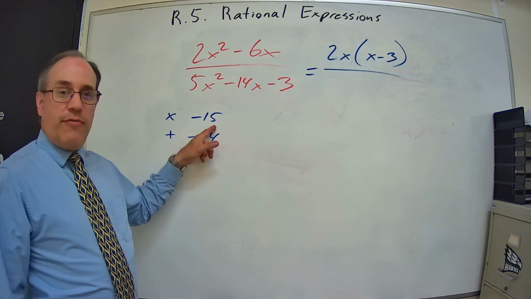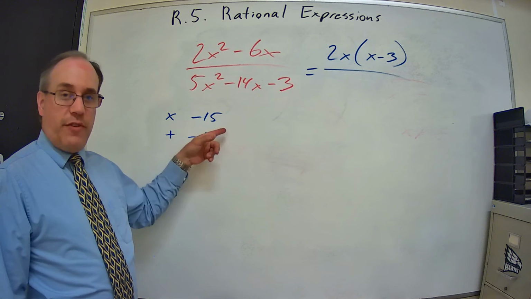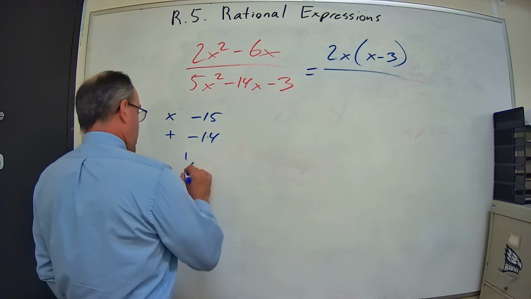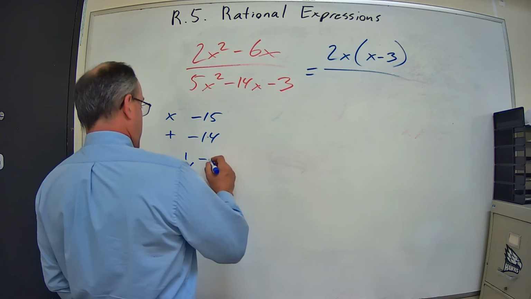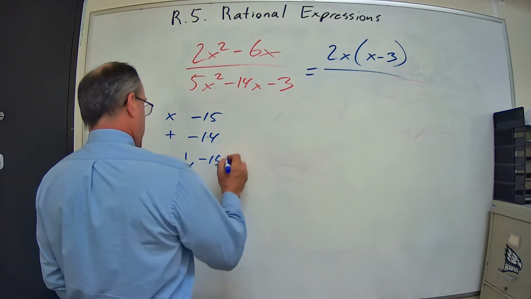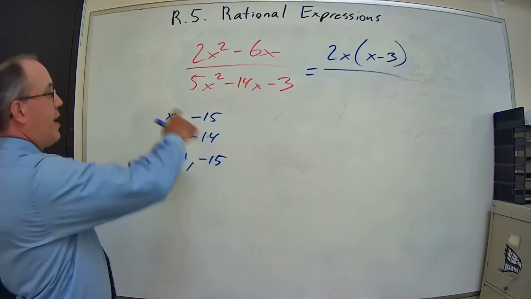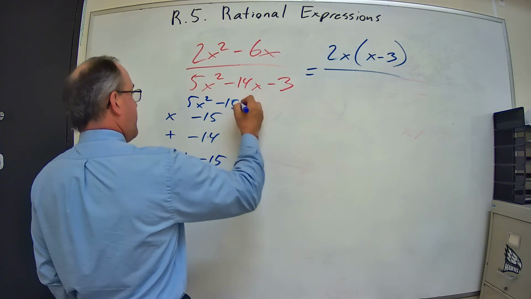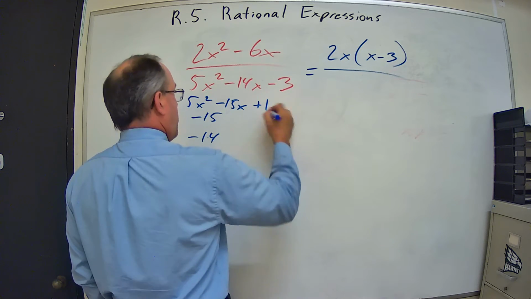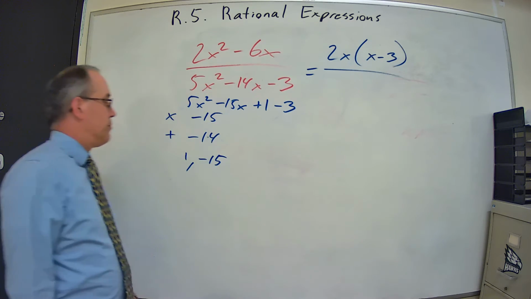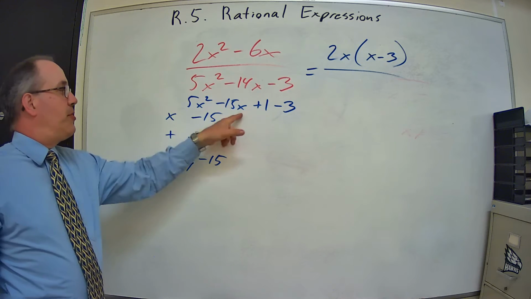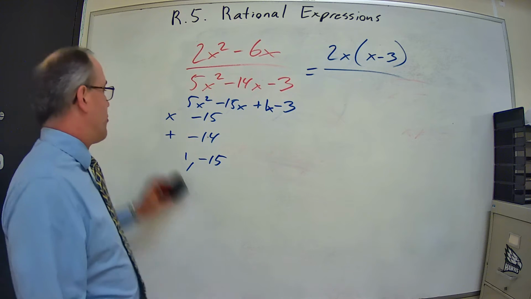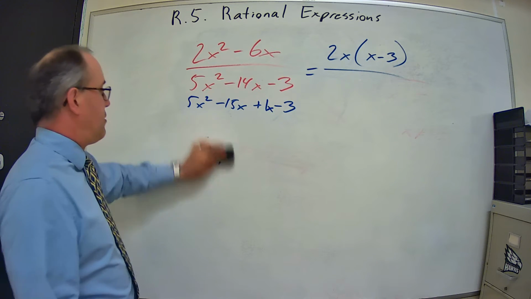1 times negative 15 gives you negative 15. 1 plus negative 15 gives you negative 14. So we've got 1 and negative 15. So we can break this up into 5x squared minus 15x plus 1x minus 3. You remember we just split this up into those two pieces. Don't forget the x there. Okay? So now I can factor by grouping. I'm going to get this out of the way just to give me space.